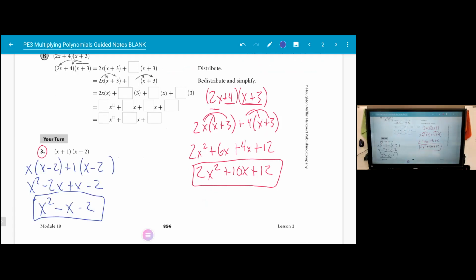Alrighty, time to come back and check your work. If you distribute through, you end up with x squared minus x minus 2. The reason being, when you distribute, you end up with x squared minus 2x plus 1x minus 2. Combine like terms, you're good to go. With that said, let's go ahead and move on.